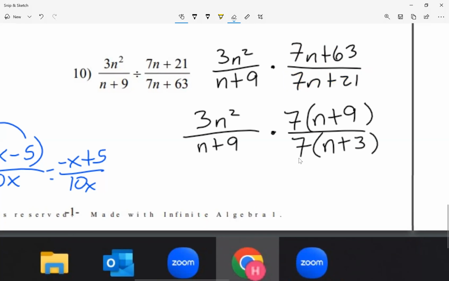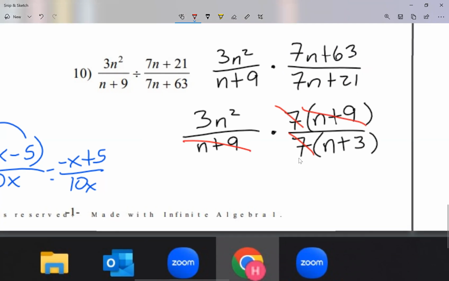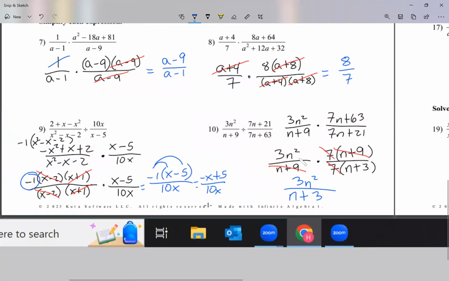Okay, let me cancel common factors. Let's see what we can cancel. This 7 with this 7, they go away. This n plus 9 with this n plus 9, they cancel out. So my leftovers, let me combine my leftovers. On the top, I have a 3n squared. At the bottom, I have an n plus 3. Nothing else I can cancel out. So that's pretty much it.